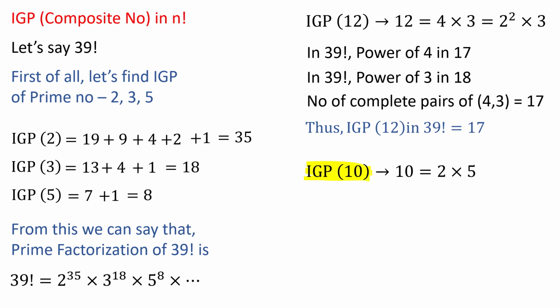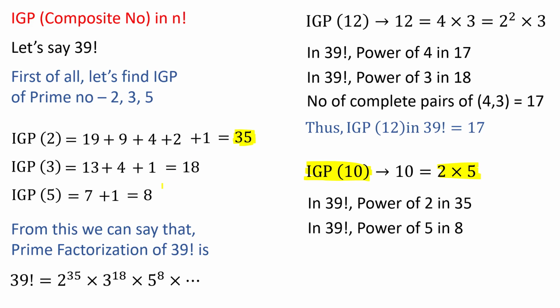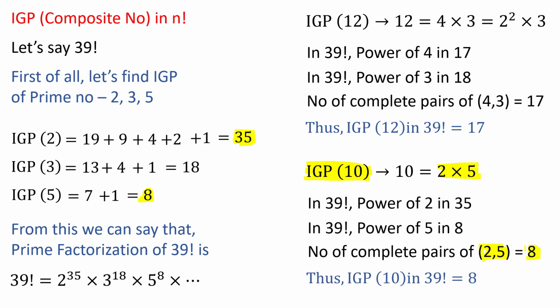So 10 is nothing but 2 into 5. So in 39 factorial, how many 2's are there? Total 35 number of 2's are there. And how many 5's are there? Total 8 number of 5's are there. So how many complete pairs of 2, 5 can we form? Total 8 complete pairs of 2, 5 we can form. So from this we can say that IGP of 10 in 39 factorial is 8. So IGP of 10 in 39 factorial is 8.